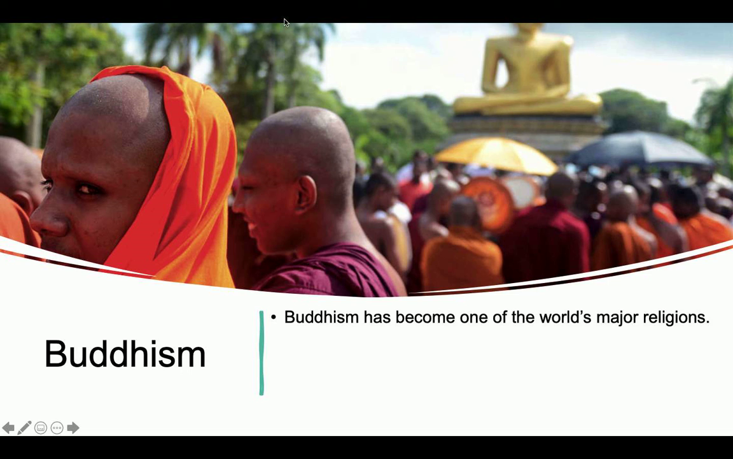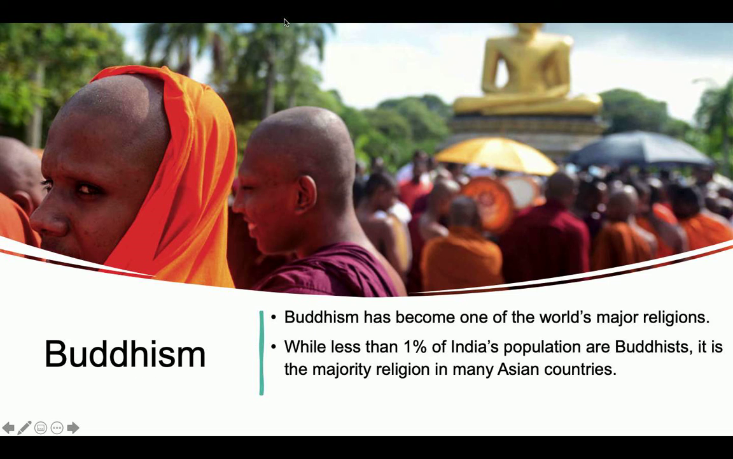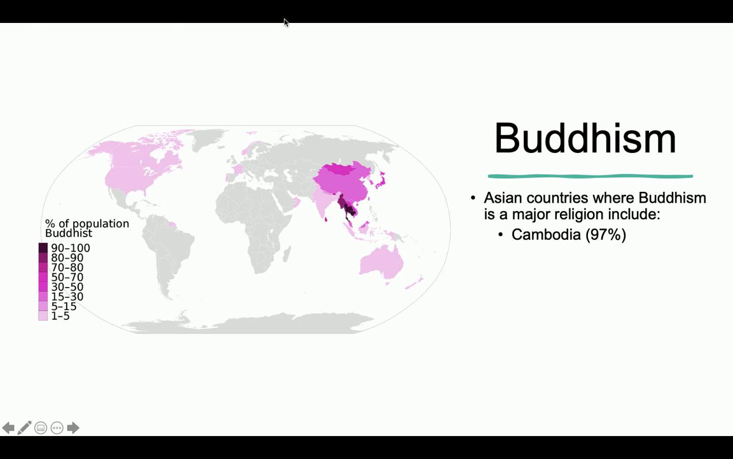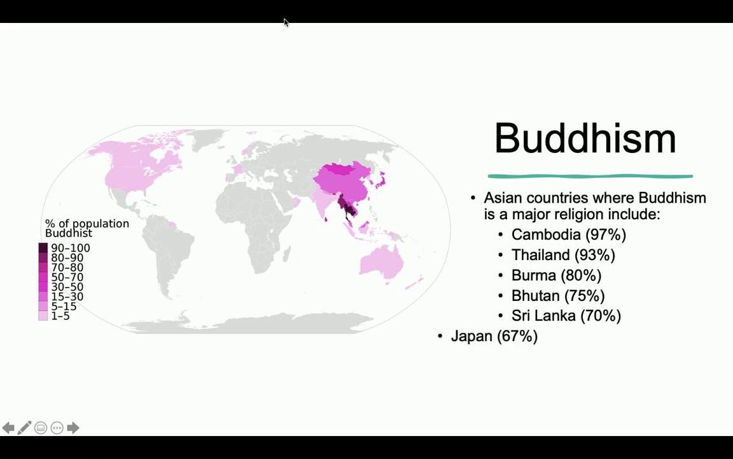Buddhism has become one of the world's major religions. While less than 1% of India's population are Buddhists, it is the majority religion in many Asian countries. It is spread throughout Central Asia and the Far East. Asian countries where Buddhism is a major religion include Cambodia, Thailand, Burma, Bhutan, Sri Lanka, Japan, and Laos, as well as Mongolia.